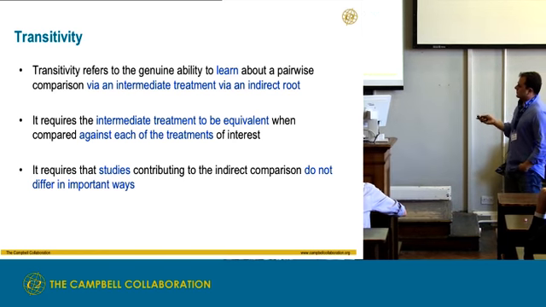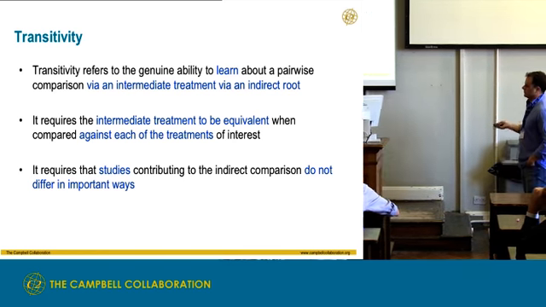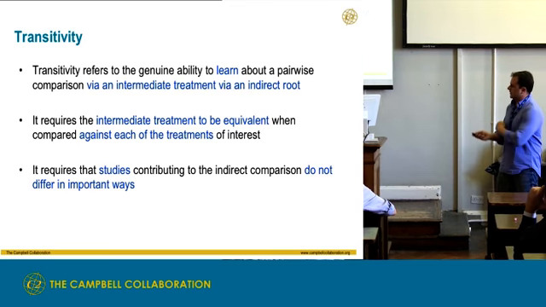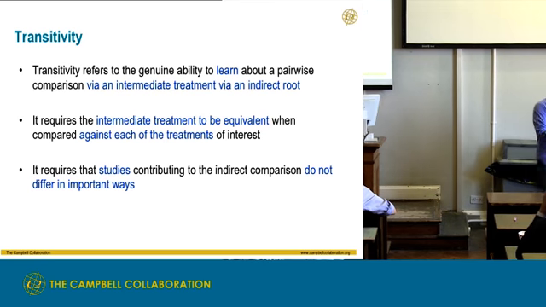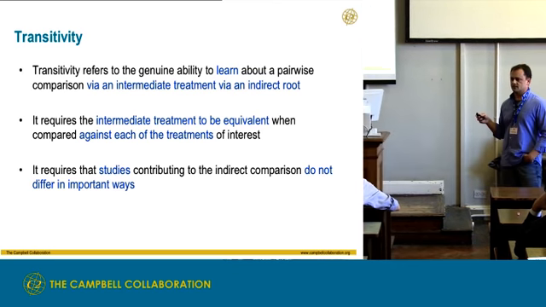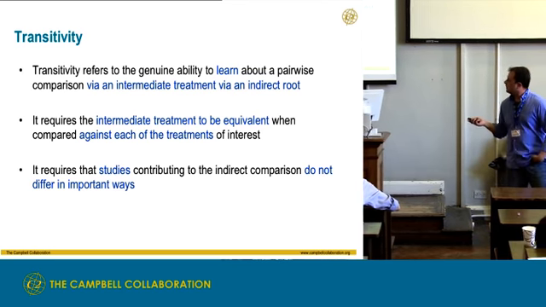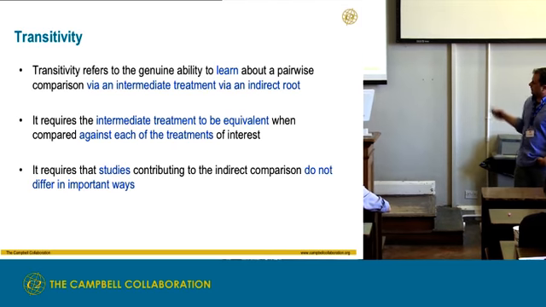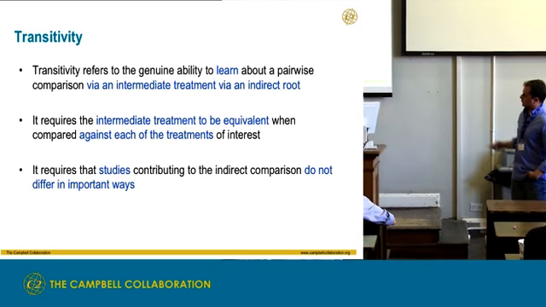Also, the studies that contribute to the indirect comparison should not differ in important ways. Like if age is an effect modifier, I want the age of participants to have a similar distribution in AB studies and AC studies. So I will describe now the second bullet point.